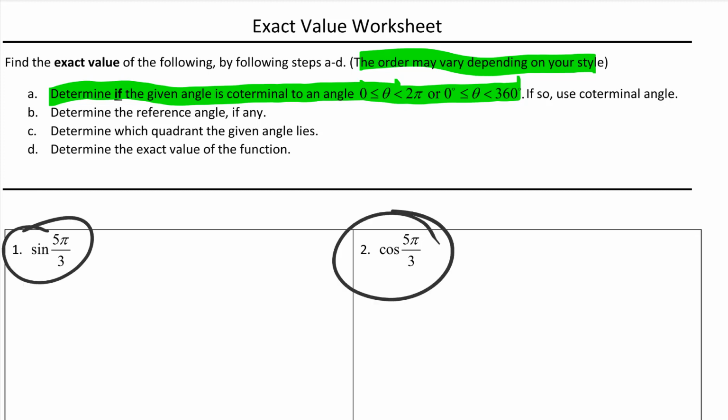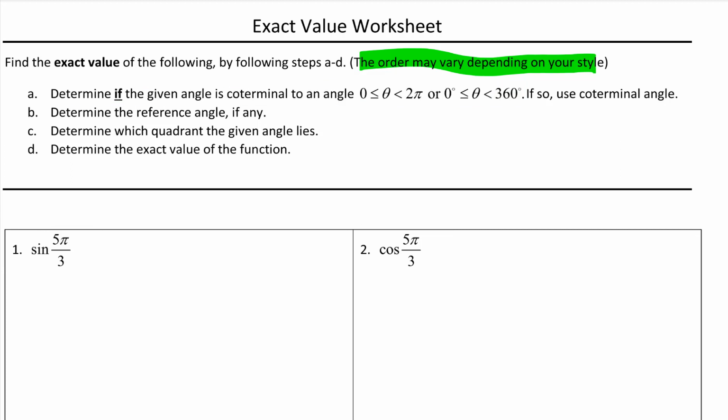5 pi over 3 is already between 0 and 2 pi. It's already there, so we don't need to use that. So part A is not necessary on all the problems. All right, so part B. And you don't have to write all the steps down. All I want to see is what the exact value of the function is. I'm just saying this is a roadmap to get you there.